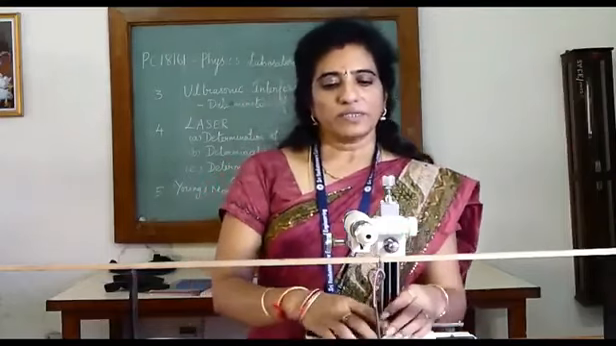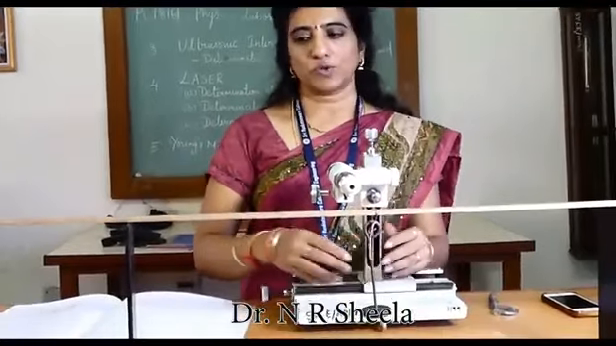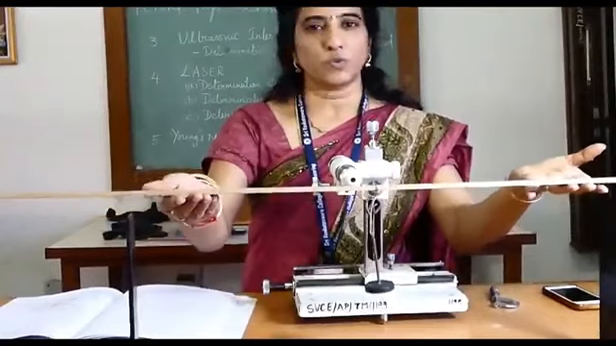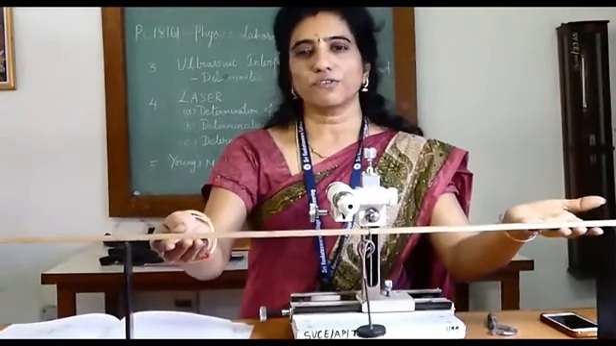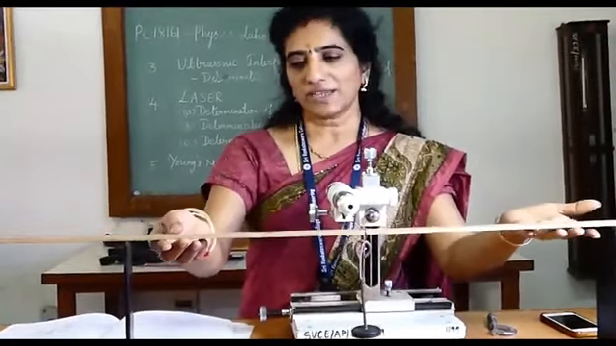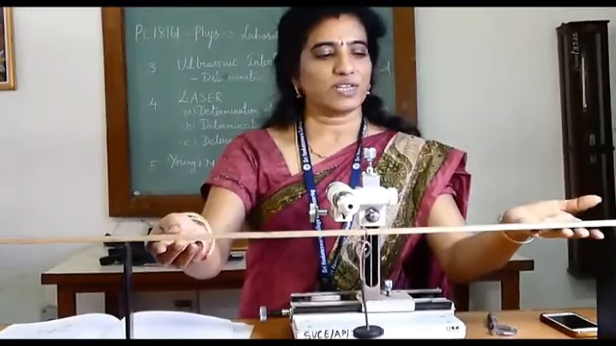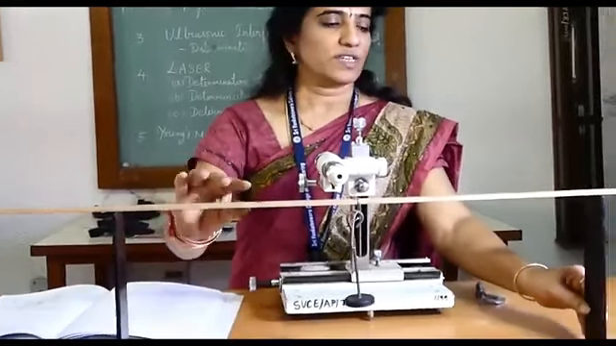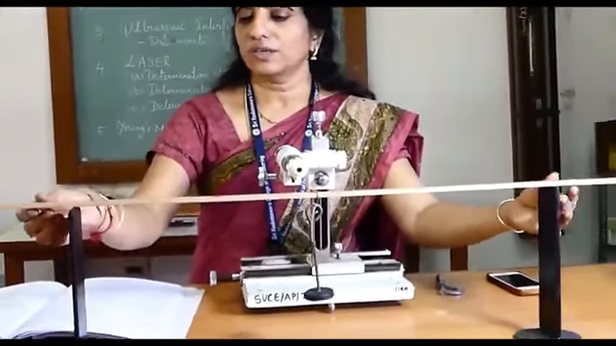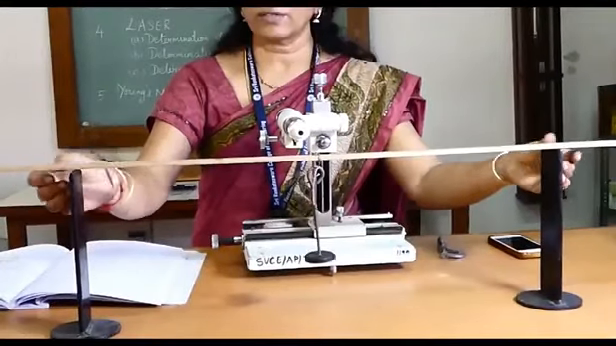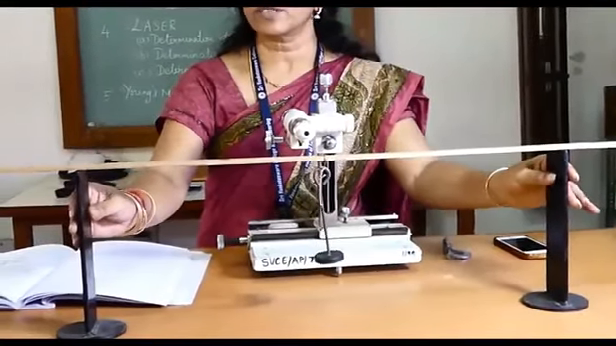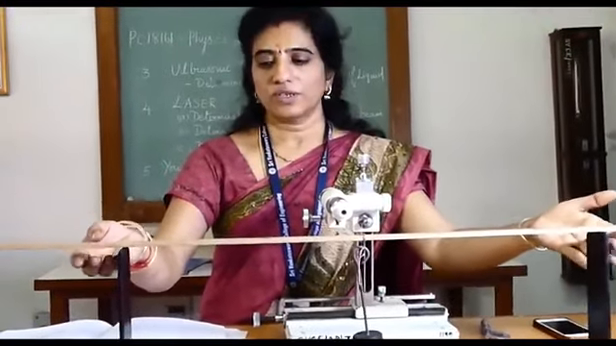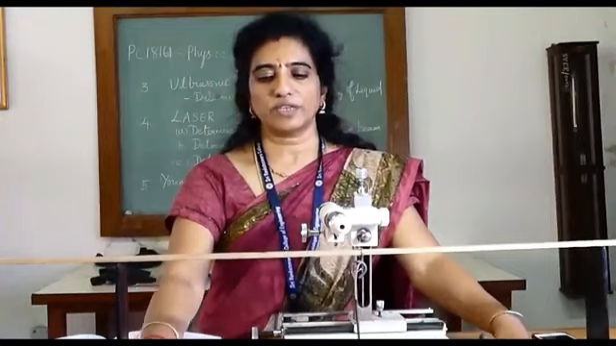The apparatus required is, here you can see, a traveling microscope, and the material for which we are going to find out the Young's modulus is wooden material that is being taken in the form of a beam. Though it is a meter scale, we won't call it a scale here, we will consider this as a beam. And you have two knife edges which have to be used for supporting purposes. Without these knife edges, this beam may not be able to stand, so for that reason, two knife edges have been used.